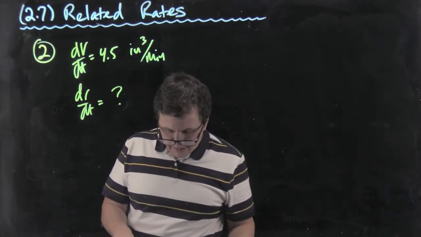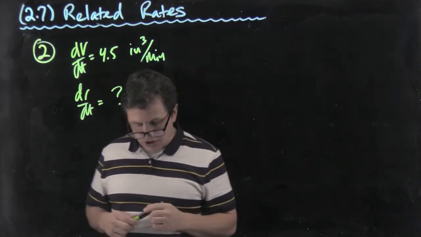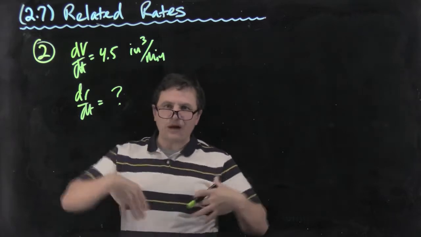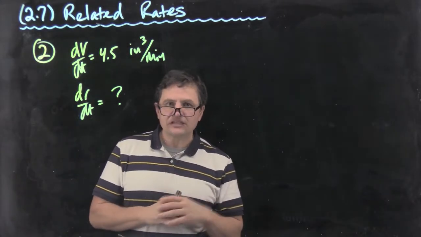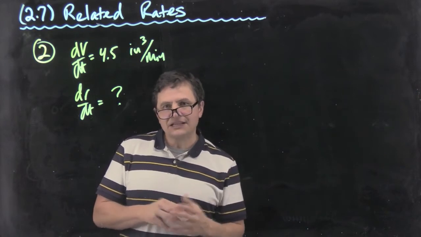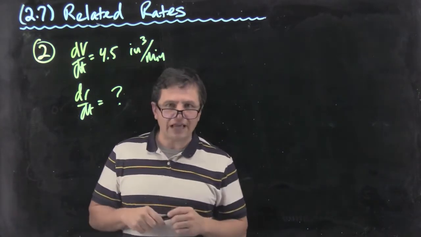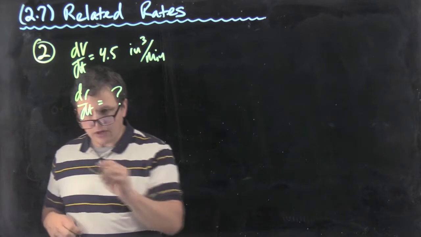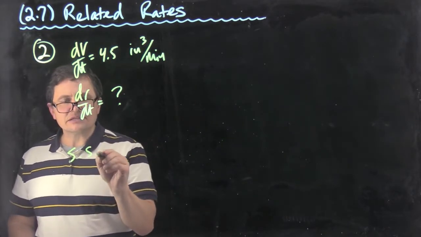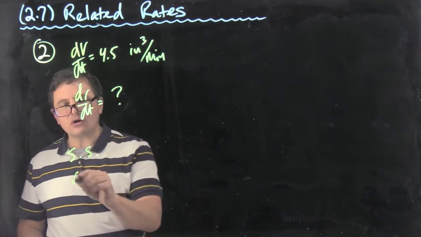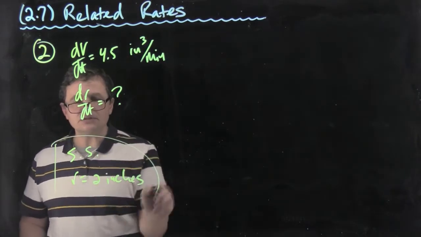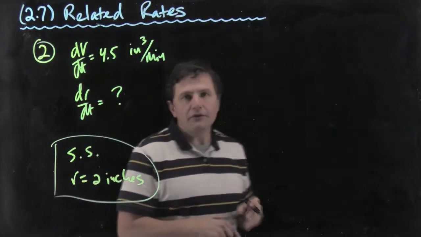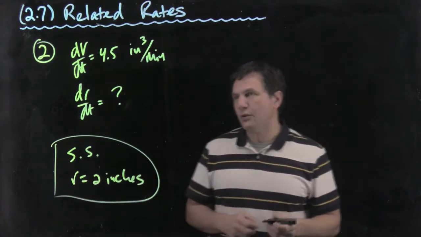And when the radius is 2 inches, once again, that word when should set off bells and whistles. That is not something I'm going to plug in directly. That is a snapshot that goes in after I do all the calculus. So I want to label that snapshot, r is equal to 2 inches. Just keep that aside for after I do the calculus dealing with the problem.